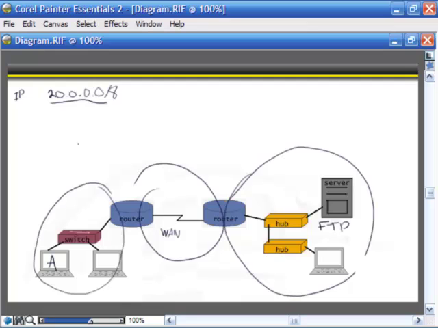And then we've got another subnet here. So we've got three subnets going on, subnet 1, subnet 2, subnet 3. So we need to chop network 20 up into three different subnets.